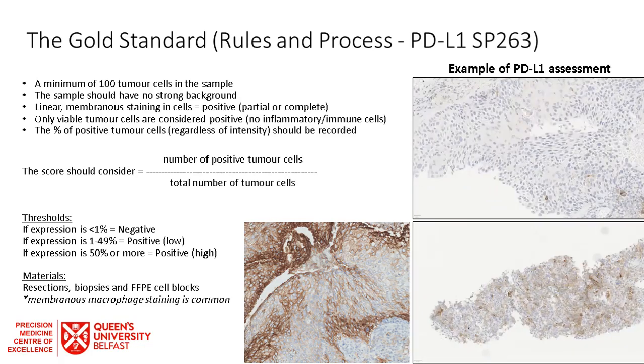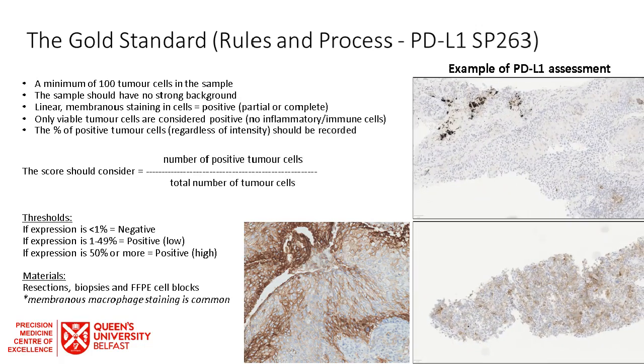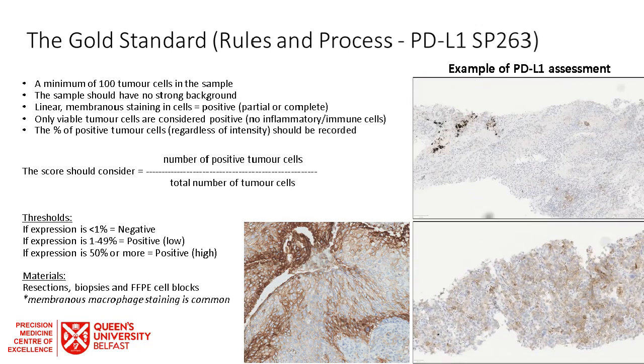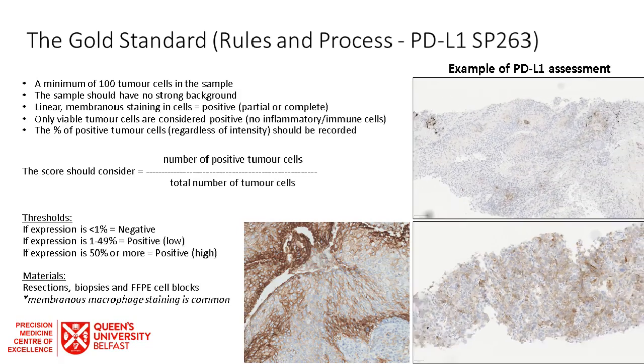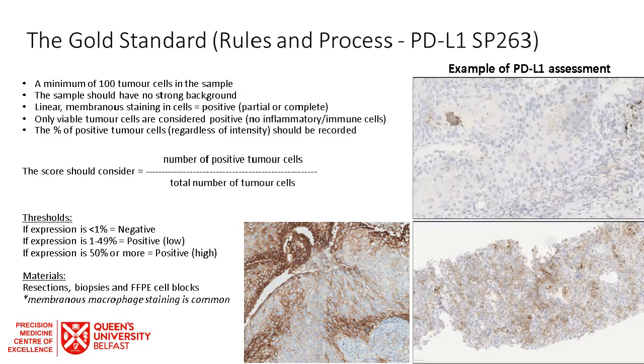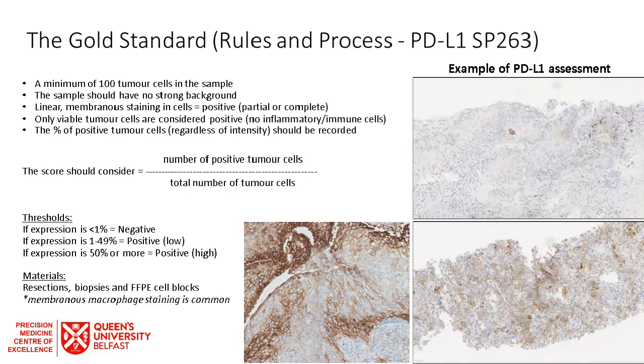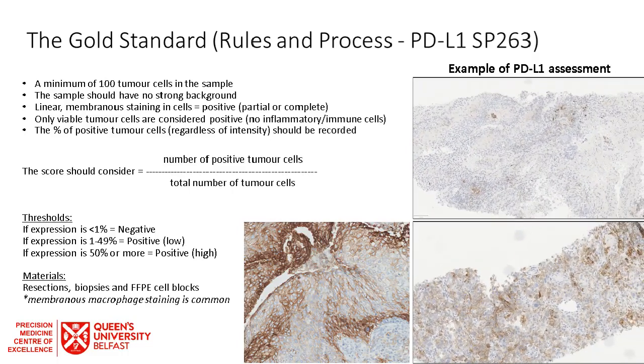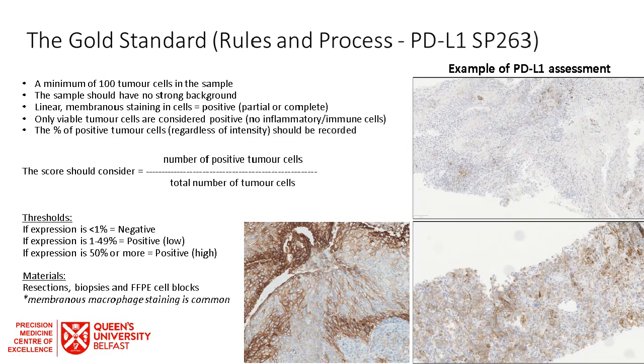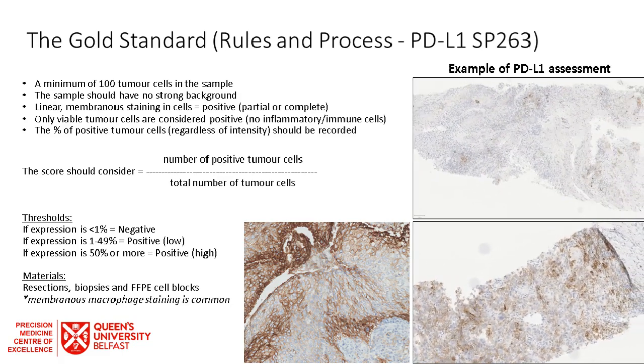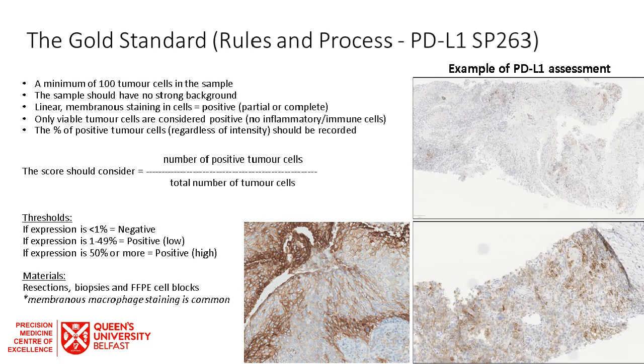And the decision to treat or not treat is at 1%. So anything less than 1% is negative, 1 to 49 is a low positive, and then you'd be a candidate for second-line therapy. Anything over 50% is a high positive. And the clone SP263 is predictive of response to Pembro or Keytruda, if you like brand names.